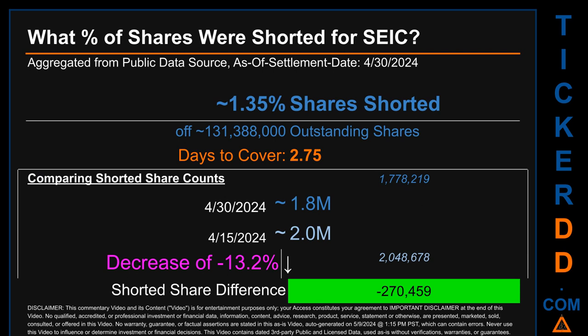When I compare the current 2-week period data snapshot against the previous period, ending in settlement date, April 15, 2024, I find that the current snapshot had roughly 270.5 thousand less shares shorted. This means that, compared to the previous snapshot, the current snapshot has a decrease of minus 13.2% of shorted shares.